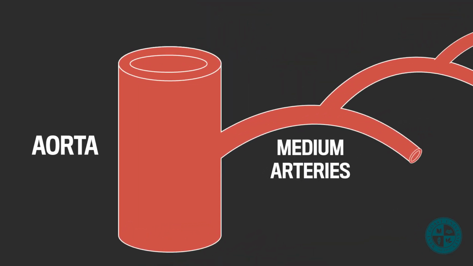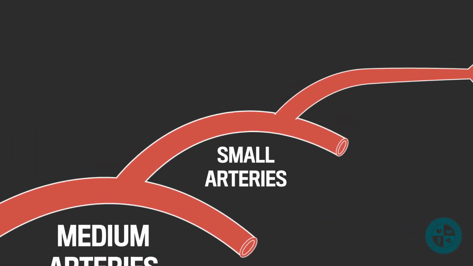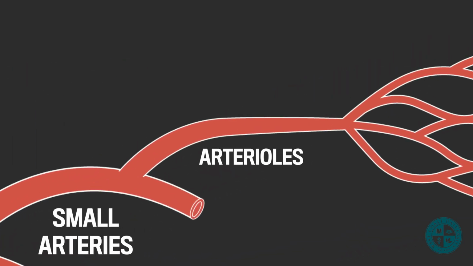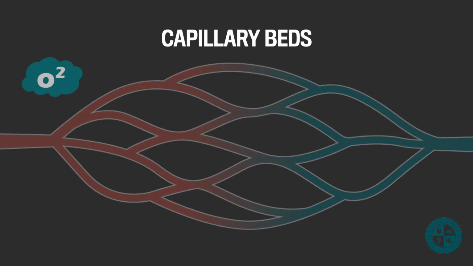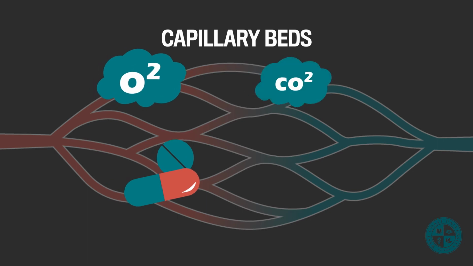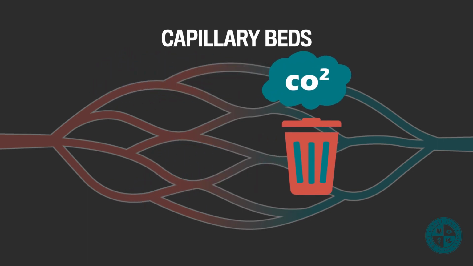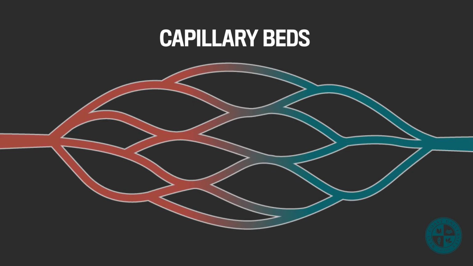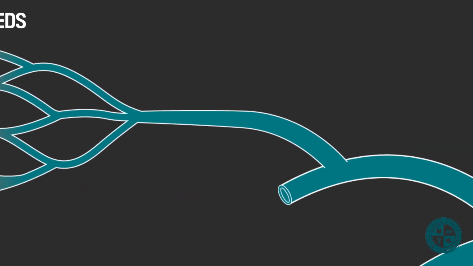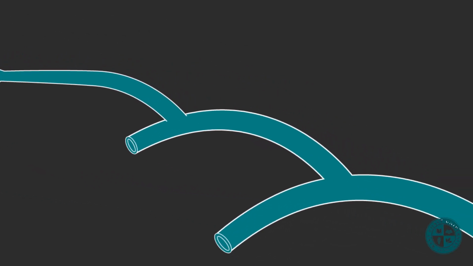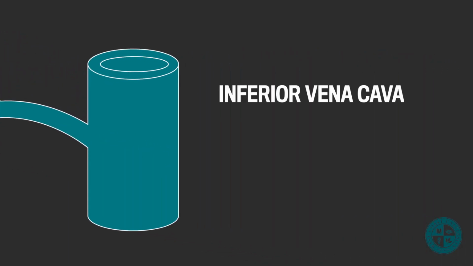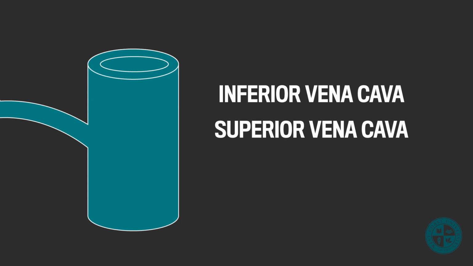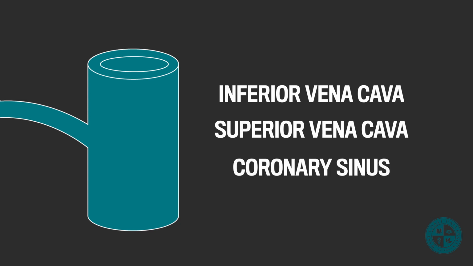From the aorta, we will branch into medium arteries, then small arteries, then arterioles, as we make our way through the tissues. Within the tissue itself, the arterioles will branch into capillary beds, where oxygen gas and nutrients can be exchanged for carbon dioxide and metabolic waste. As the blood flows through the capillaries, it will eventually make its way back to the venous side of things, where the small branches come together to form larger and larger branches until we drain the blood back into the inferior vena cava, the superior vena cava, or the coronary sinus.